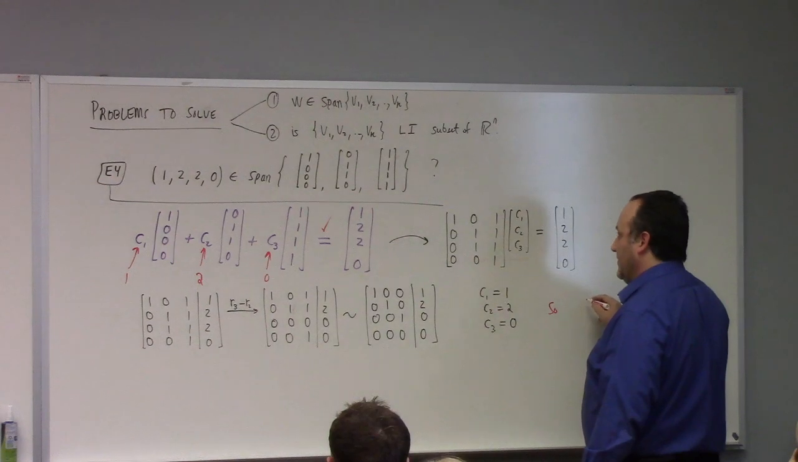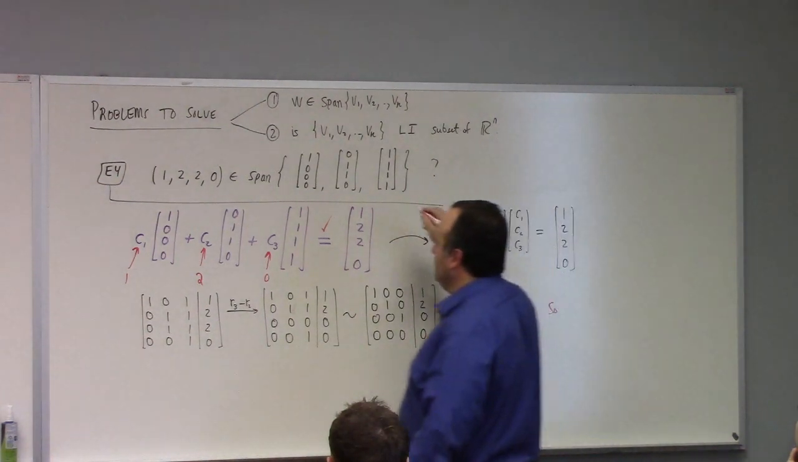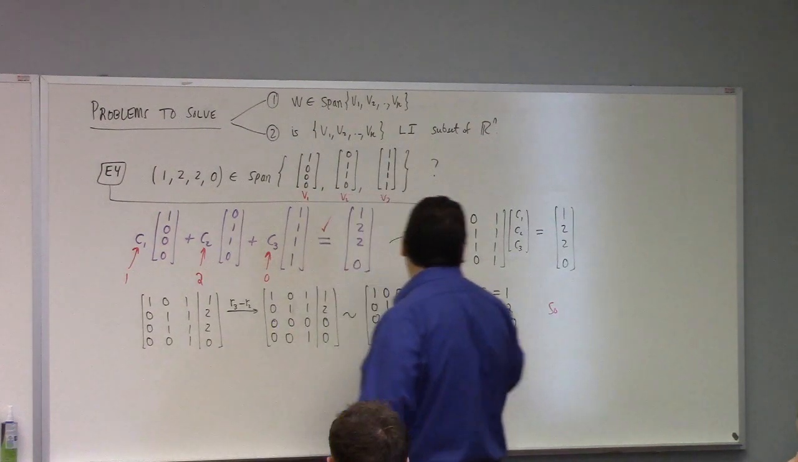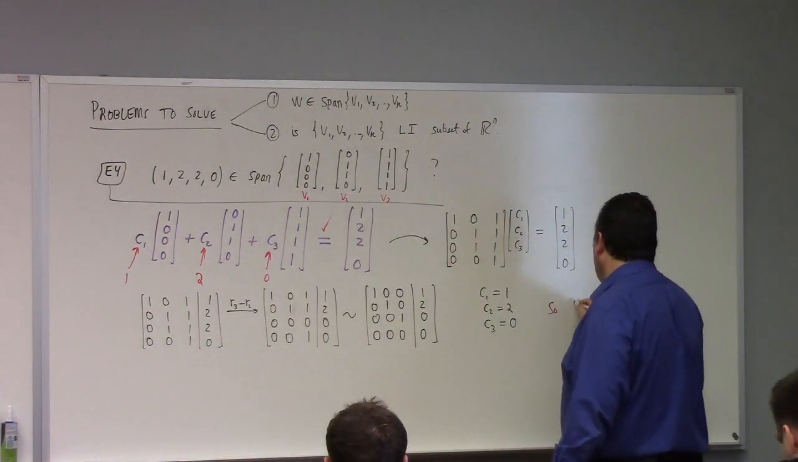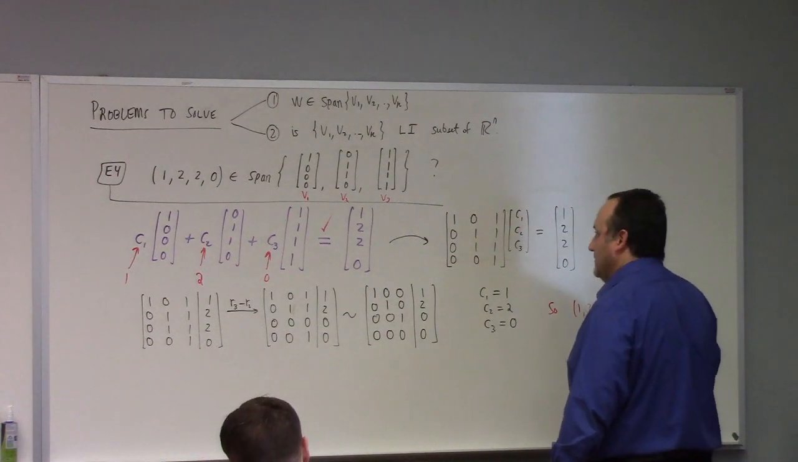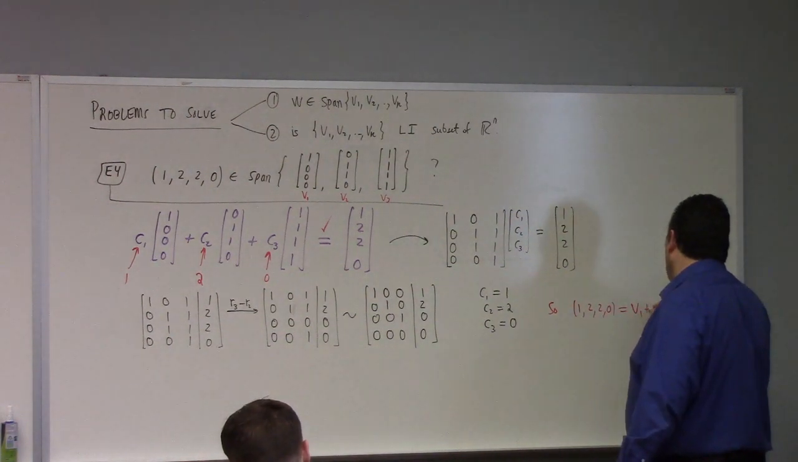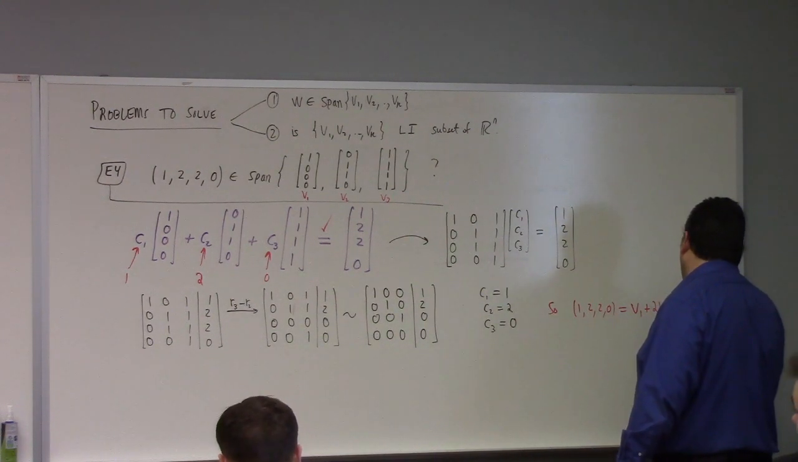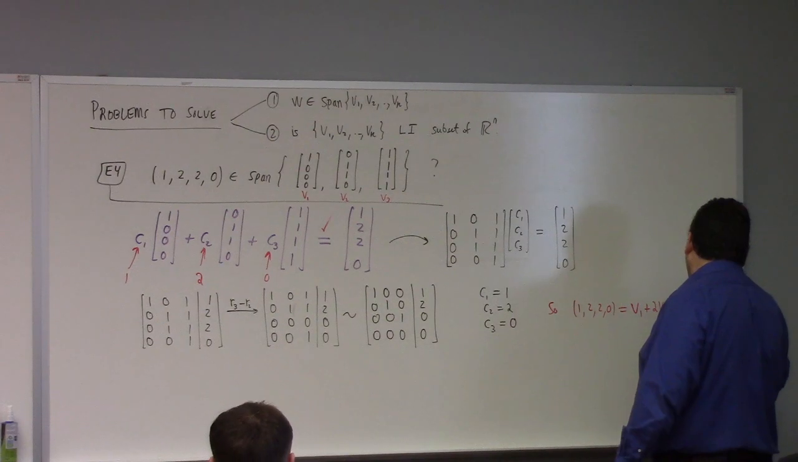Yeah, apparently, let me give these names. Let's call this V1, V2, V3, right? So 1, 2, 2, 0 is equal to V1 plus 2 V2, which is, of course, in the span of V1, V2, V3.